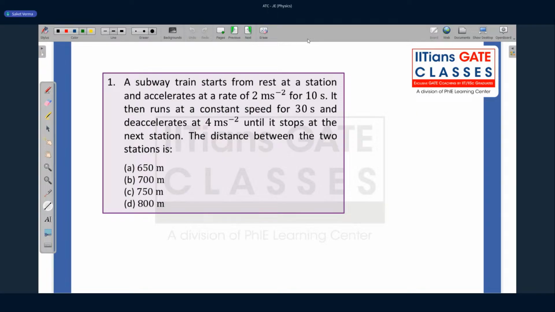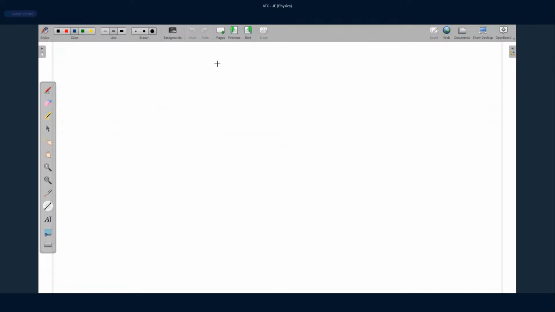Now this question we will discuss later on. So now we will discuss the electric field lines.